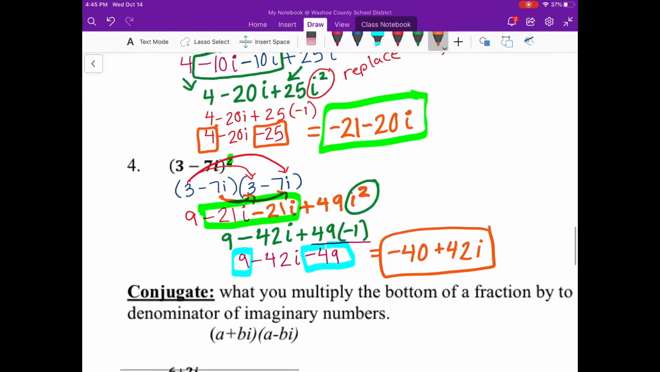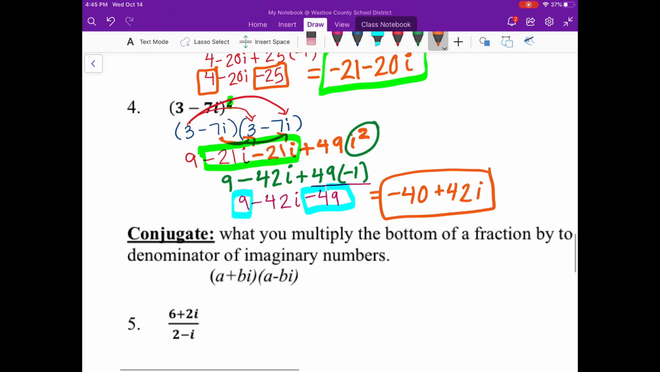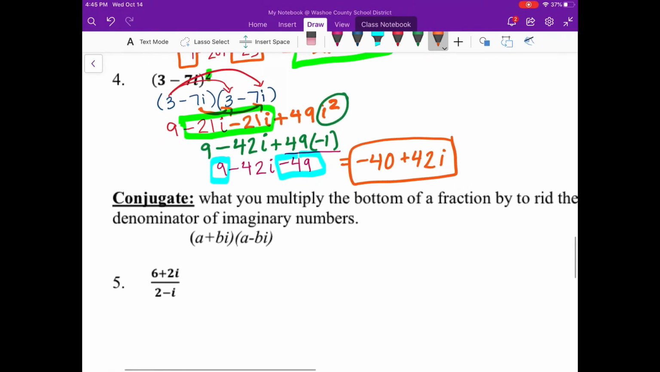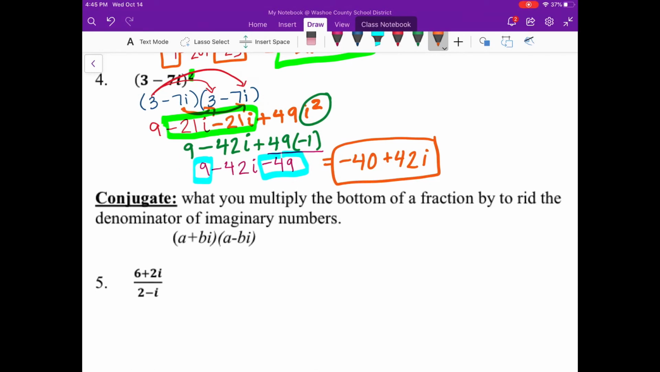All right, and the last part of the notes, we're going to talk about a new vocabulary word, and that is the conjugate. And the conjugate is going to be the opposite sign of our imaginary number. So we're going to use the conjugate to multiply the bottom of the fraction to get rid of an imaginary number in the denominator. So there's a rule in math that says we don't like imaginary numbers in the denominator. So in order to get rid of that imaginary number, I have to multiply by the conjugate.